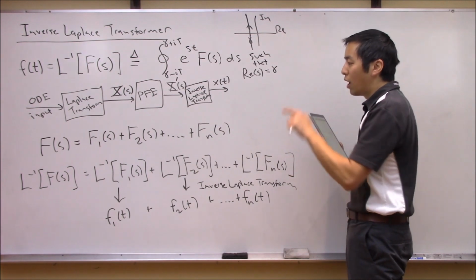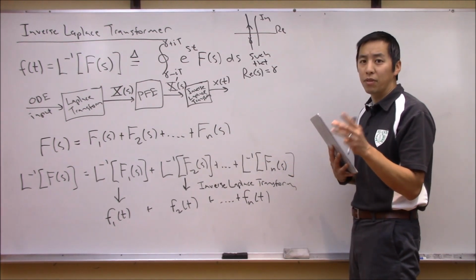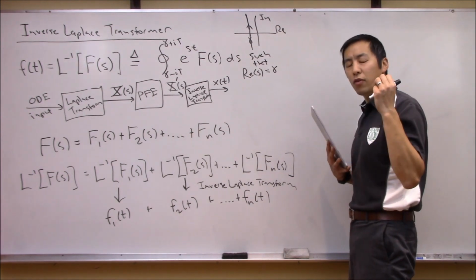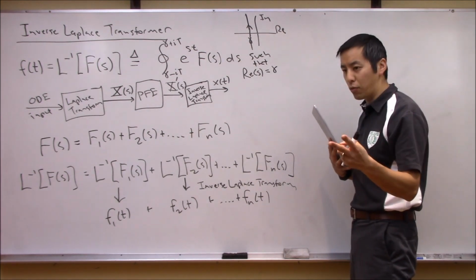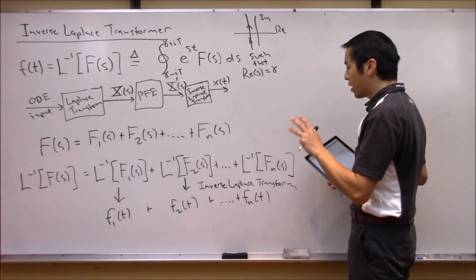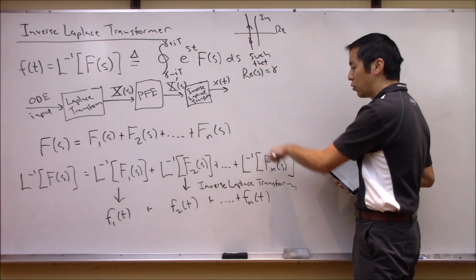To hammer this home, let's go through all three examples that we discussed when we were talking about partial fraction expansion, namely, what happens if you have real distinct roots, what happens if you have repeated real roots, and what happens if you have complex conjugate poles. So give me a second to erase the board, and then we're going to do that for each one of those cases.